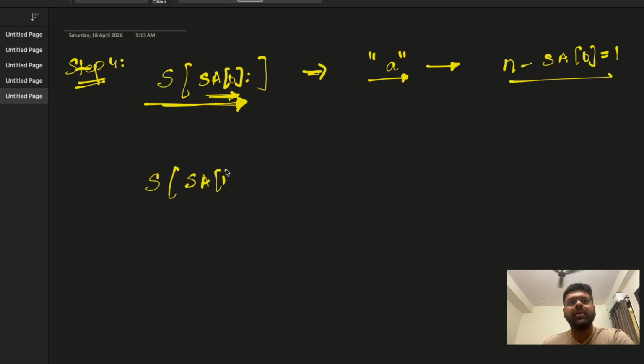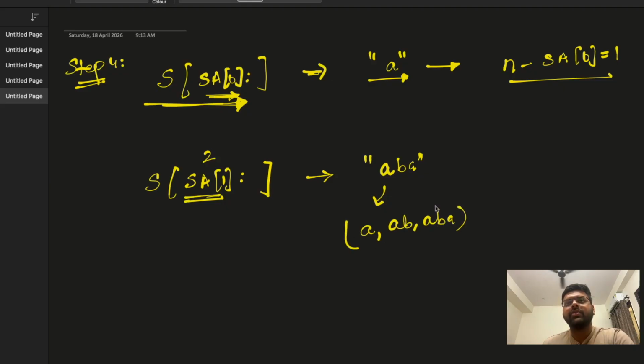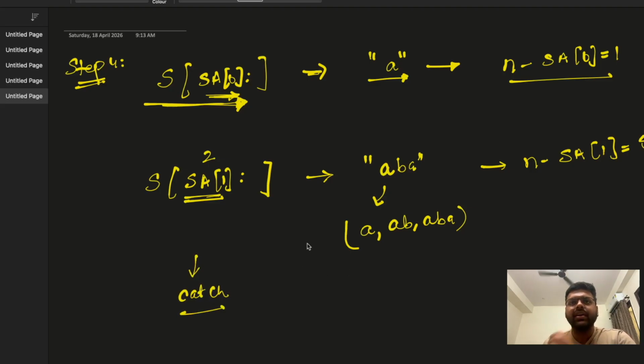SA of 1 till the end, SA of 1 is 2. So all of the possible prefixes of this particular string are a, ab and aba. So it would simply be n minus SA of 1, which equals 5 minus 2, equal to 3. But now here is a catch. The catch is that this particular a has already been considered here, which I have already taken as 1, right? So I'm considering this a twice.